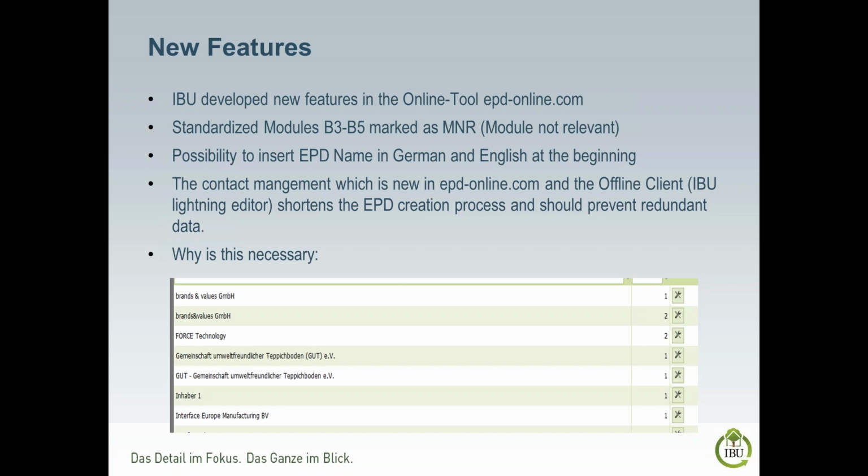Just an overview of the new features we developed. We standardized marking the modules B3 to B5 as MNR, which is module not relevant. That's because the advisory board came to the conclusion that the modules B3 repair, B4 replacement, and B5 are only relevant on the building level and not on the product level. So you still can declare them if you want, but by default they are marked as module not relevant.